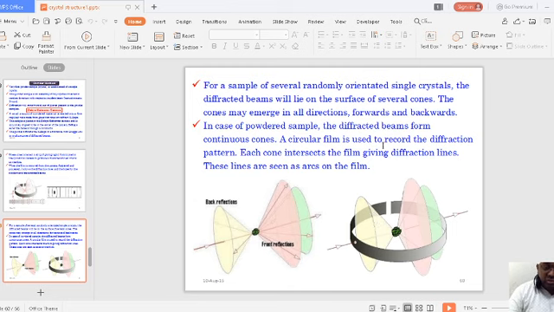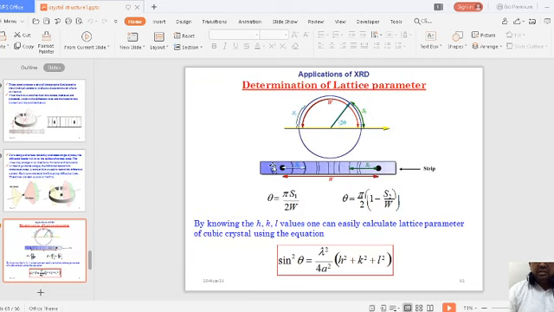A circular film is used to record. See, this is a circular film. This entire film is circular. You can see on the screen that a circular film is used to record the diffraction pattern. Each cone intersects the film, giving a diffraction line, and these lines are arcs. So that has been shown geometrically.